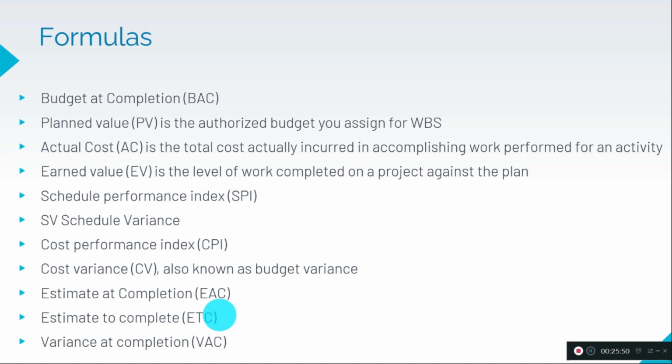And what is the variance at completion? So we have 1k variance at the end of the project completion actually. So these are the formulas required to track and monitor the budget actually.